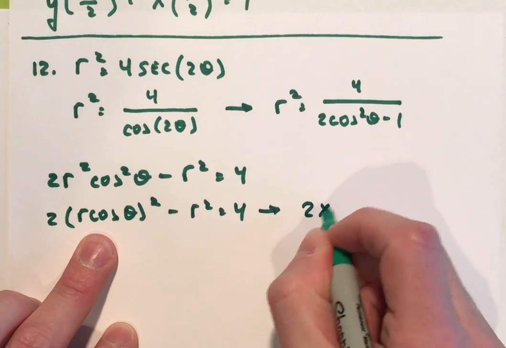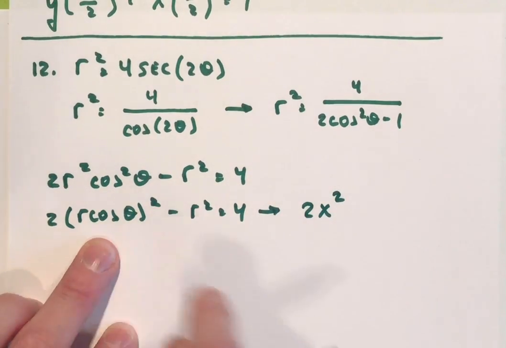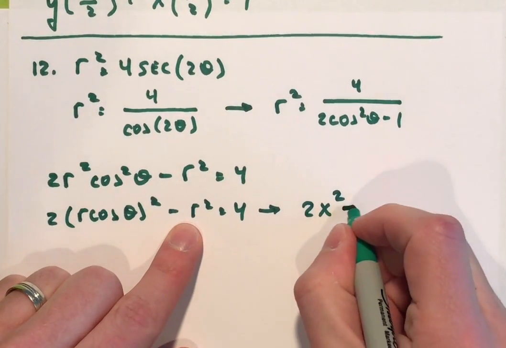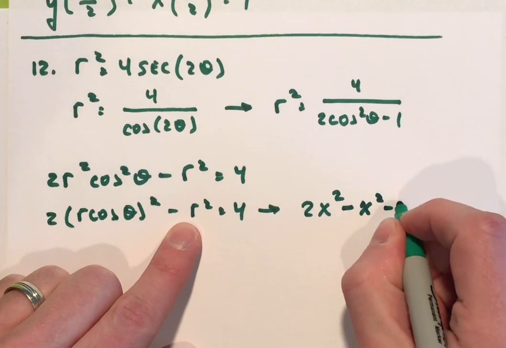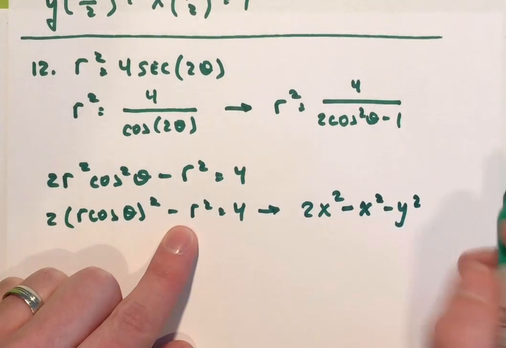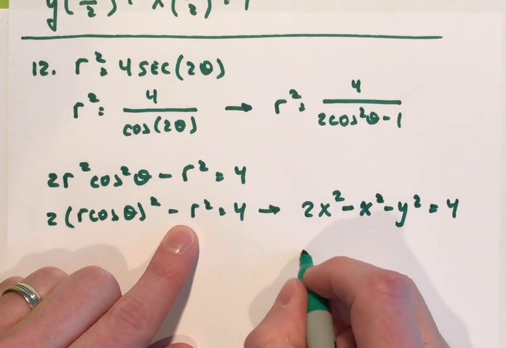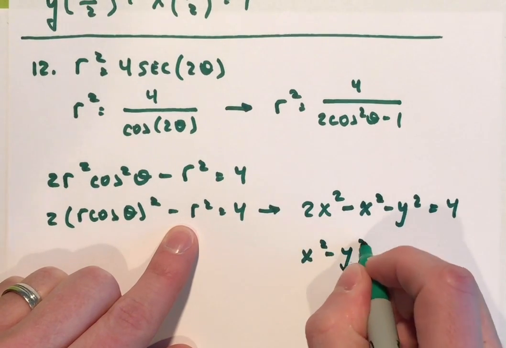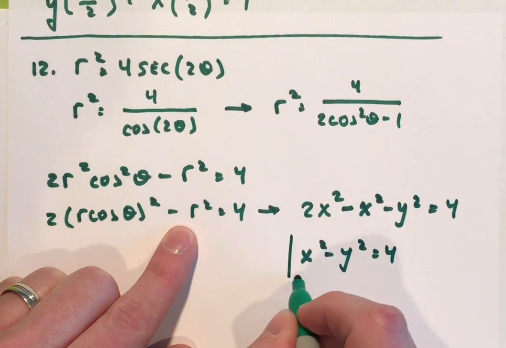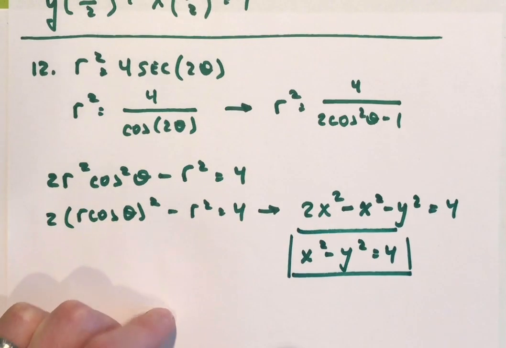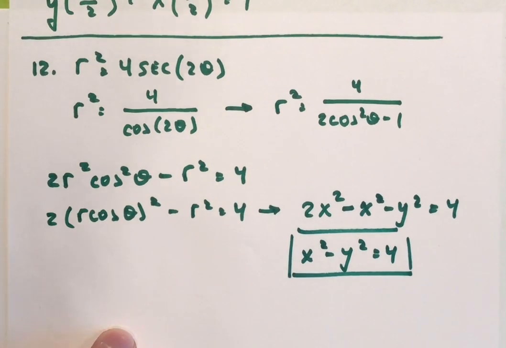We've got 2x squared minus r squared, so minus x squared minus y squared. I distributed the negative, equals 4. And combining like terms, we have x squared minus y squared equals 4. That's number 12.